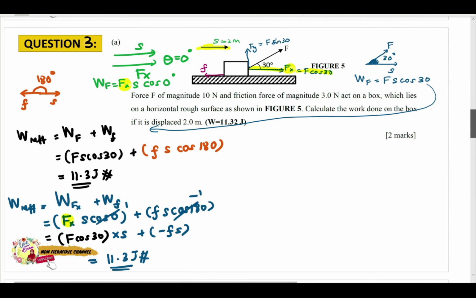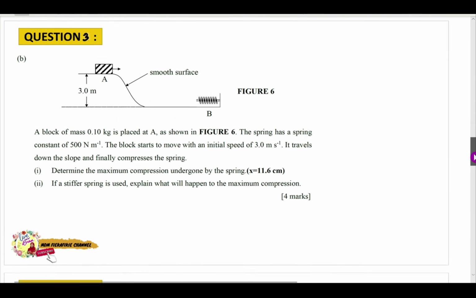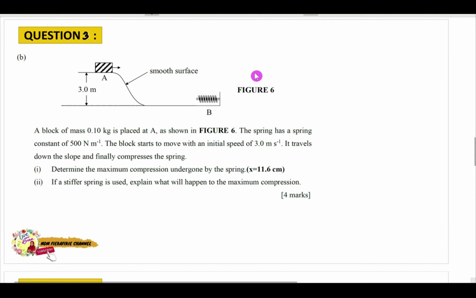Alright. So, let's proceed to 3B. So, this is about conservation of energy. Here we have a block. Okay, 4 markah. A block of mass 0.1 kg is placed at point A, and the position of the block is at a height of 3 meter. And then the block starts to move with an initial speed of 3 meter per second. Maknanya mungkin dia bergerak dari sini lah kot. So dia dah ada U is equal to 3 meter per second.